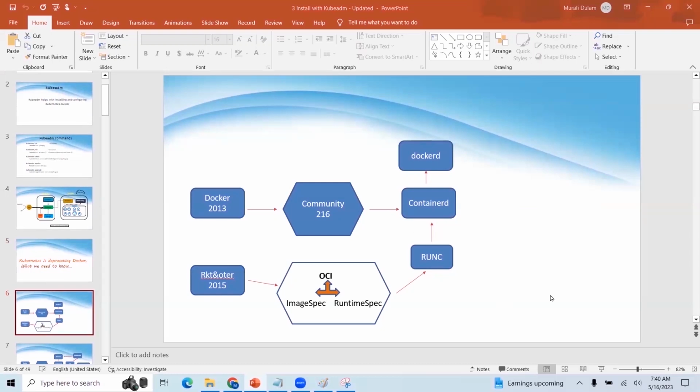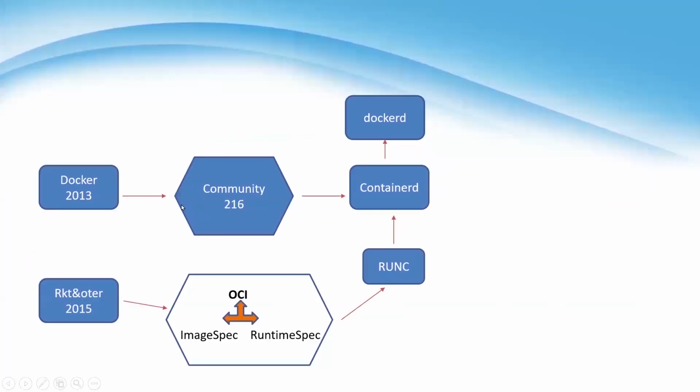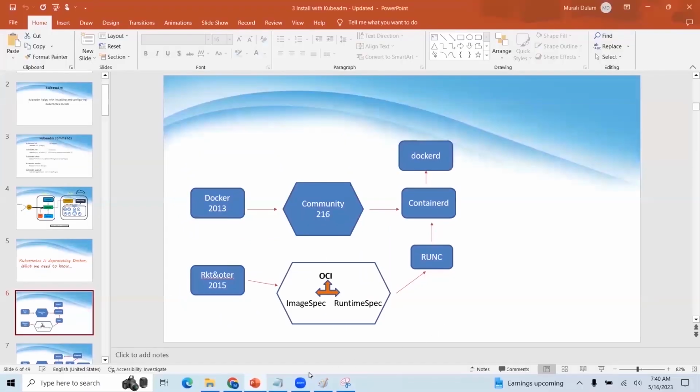Okay. So in 2013, they started Docker. It is managed by the community; they donated it to the community. In the same way, Google developed Rocket. It's similar to Docker, right? It follows OCI standards. OCI is nothing but the Open Container Initiative.